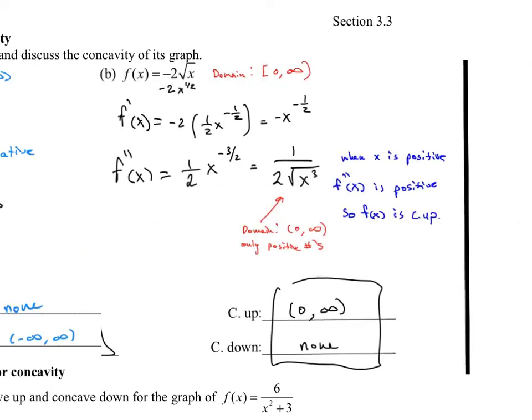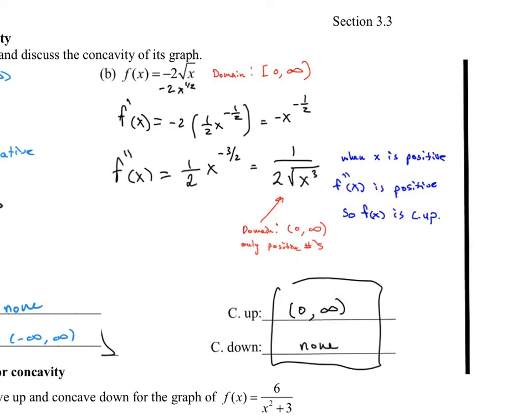So now let's look at the second function that they give us here. The second function that they give us is negative 2 times the square root of x. Negative 2 times the square root of x does have a restricted domain. The domain of this function is 0, including 0, because we can plug in 0. So that's a bracket 0, comma, infinity. So from 0 to infinity.